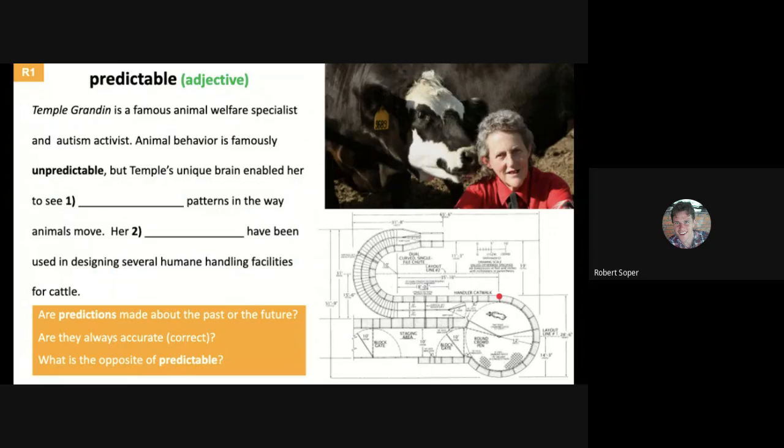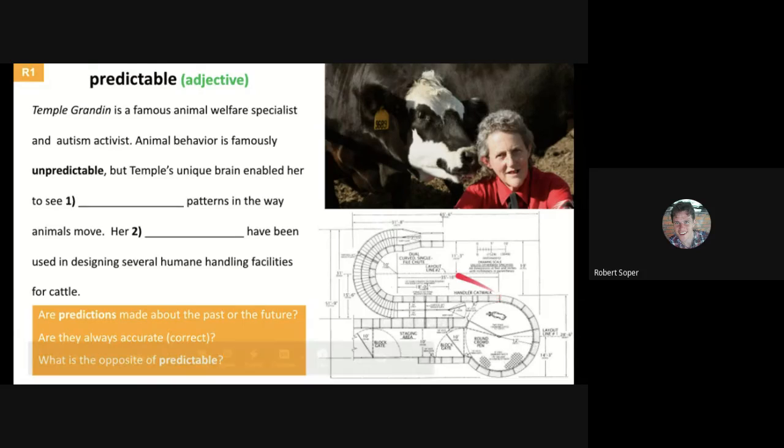Okay, now that you've done that, let's read on. So, Temple Grandin is a famous animal welfare specialist and autism activist. Animal behavior is famously unpredictable, but Temple's unique brain enabled her to see predictable patterns in the way animals move. Her predictions have been used in designing several humane handling facilities for cattle.